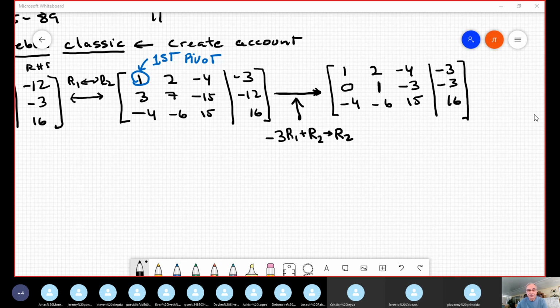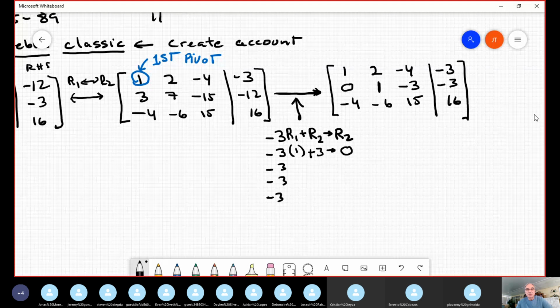Remember, -3 was the factor in this row operation. And you multiply -3 by 1, which is this one. Plus row 2. Remember, row 2 is this, 3. It's obvious that this is 0. I store 0 here. -3 again, the same, it's the common factor. I select it to create 0 here.